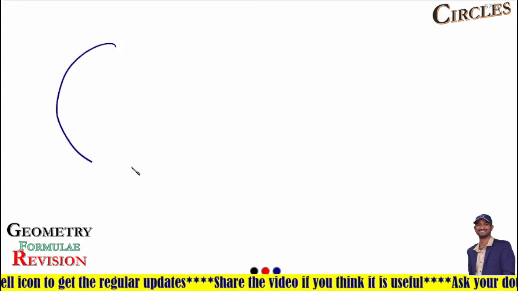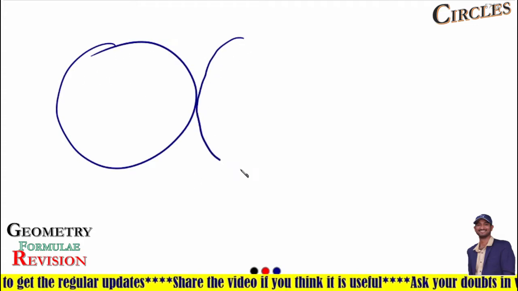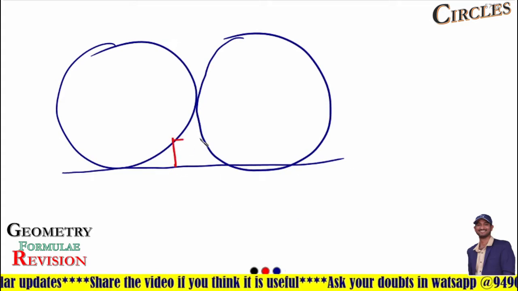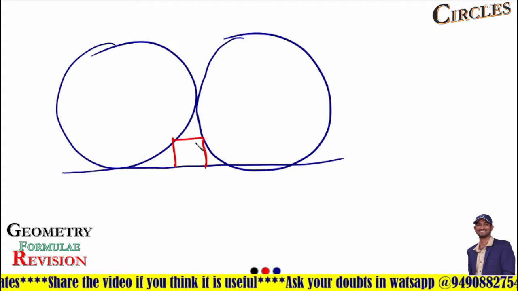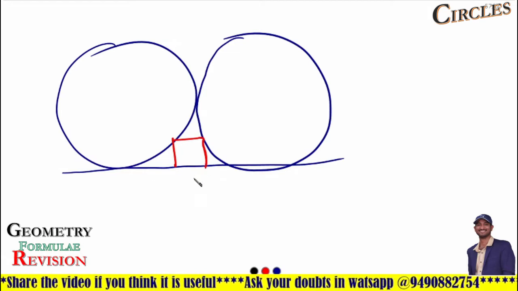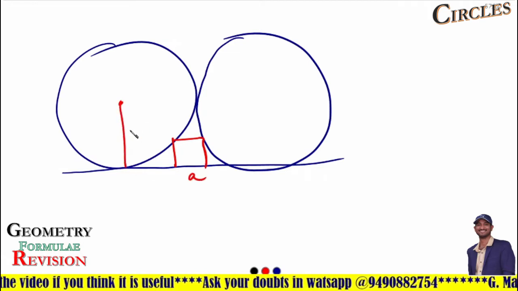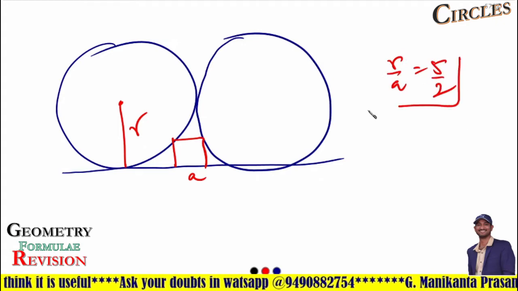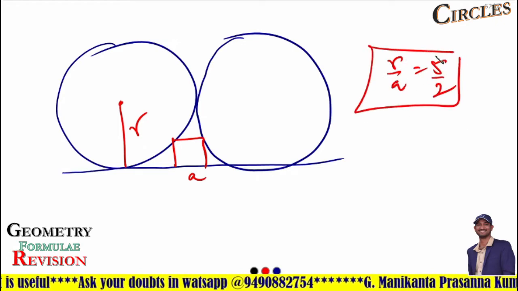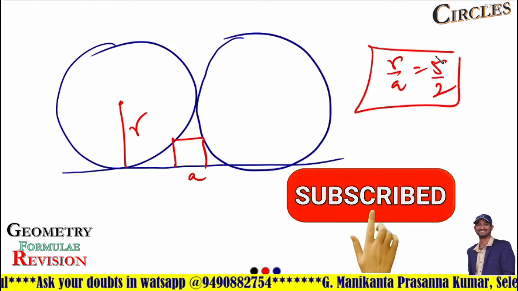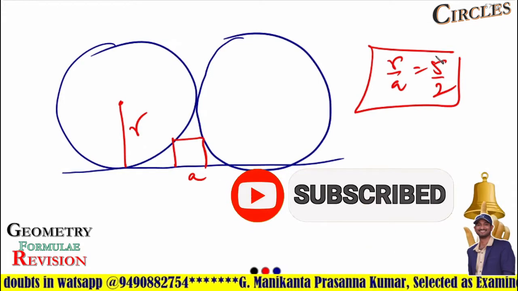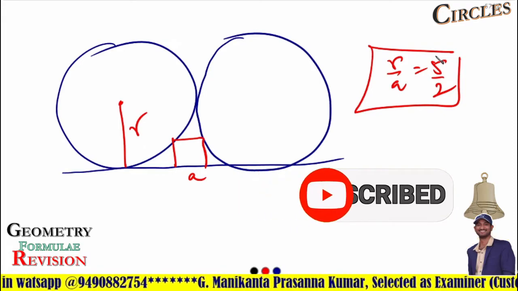Suppose there are two equal circles touching each other. Now there is a square placed between them. If the side of the square is a and the radius of each circle is r, then r by a is 5 by 2, that is, r is to a is 5 is to 2. That's it. So these are the formulas for externally touching circles.